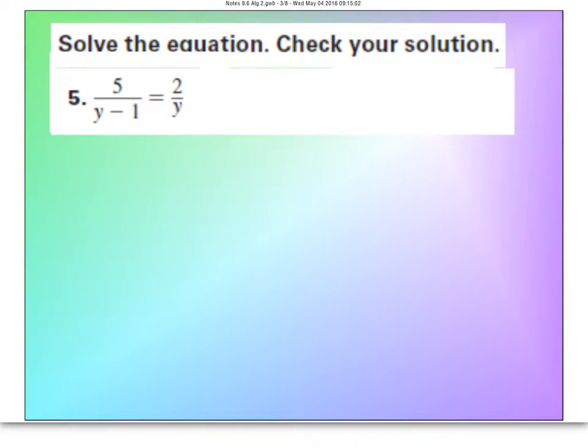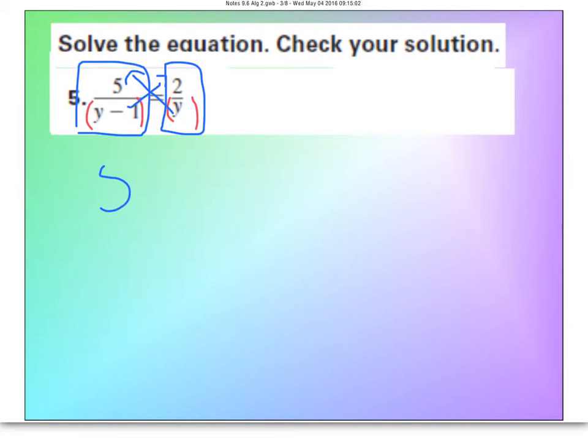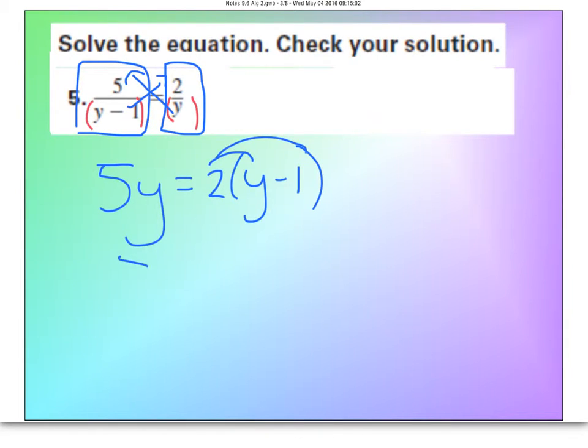Here's another one to try. Again, we have this group of one fraction over this one here. Then it's one fraction set equal to another. Again, that's just one big fraction, and so is that. So to get rid of the bottoms, I'm going to take the y minus 1 and bring it up. I'm going to take this y and bring it up. So I'm going to have 5 times y. I'm going to have 2 times y minus 1 as a group. We have to distribute.